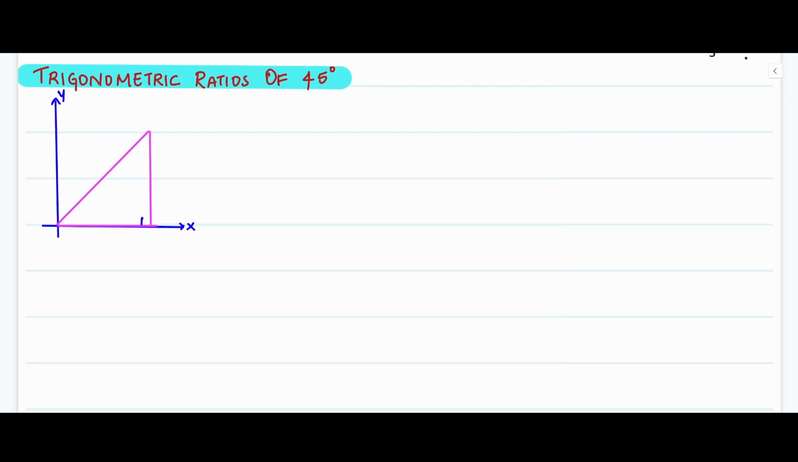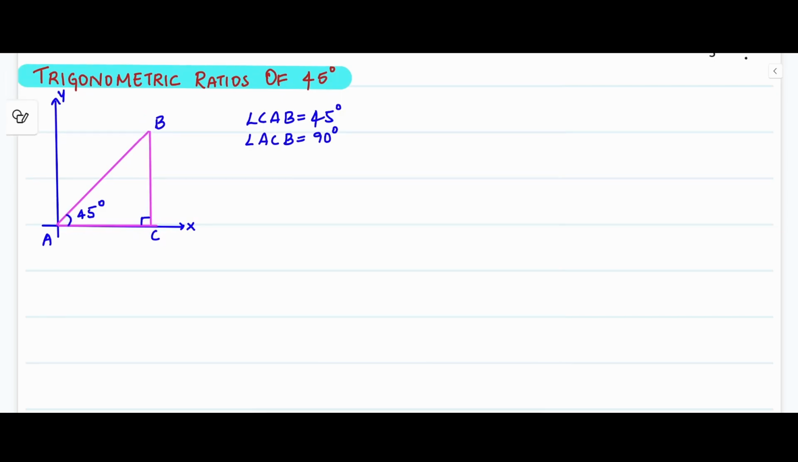So this angle here will be 90 degrees because it is a right angle triangle, and this angle here will be 45 degrees. I am labeling this triangle as ABC. Now we can write that angle CAB is 45 degrees. Next, our angle ACB, that is our right angle, will be 90 degrees.